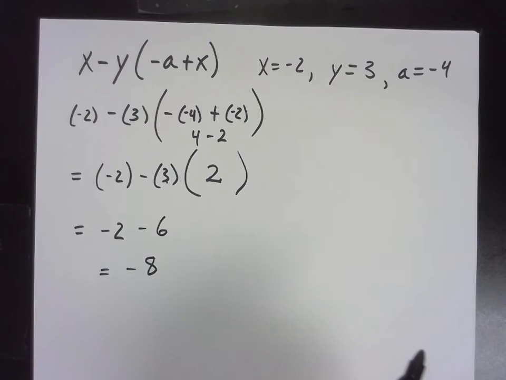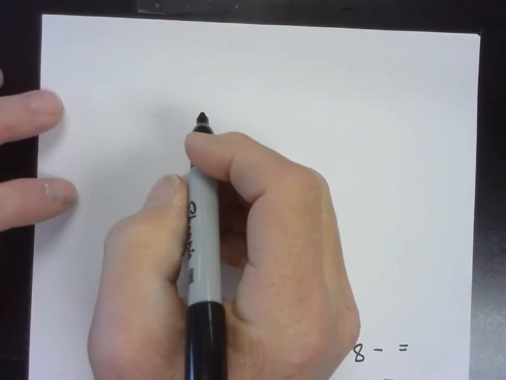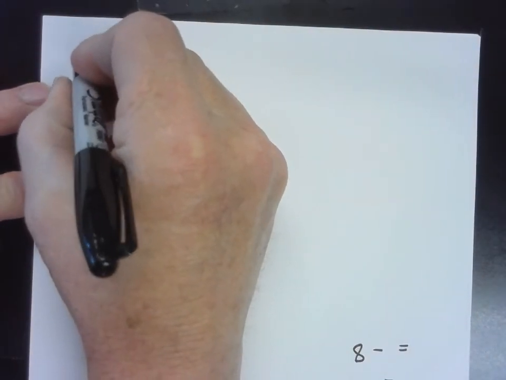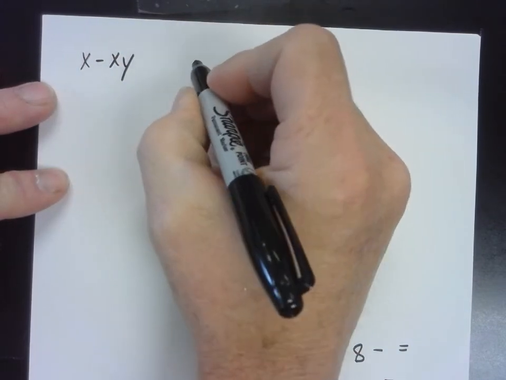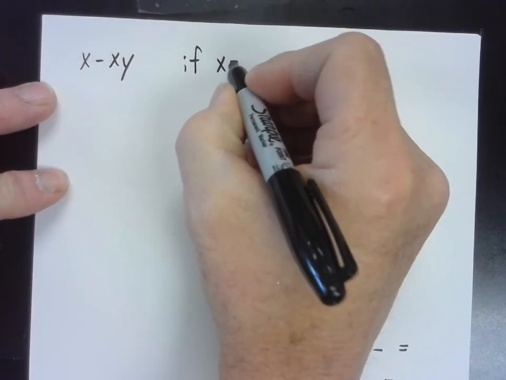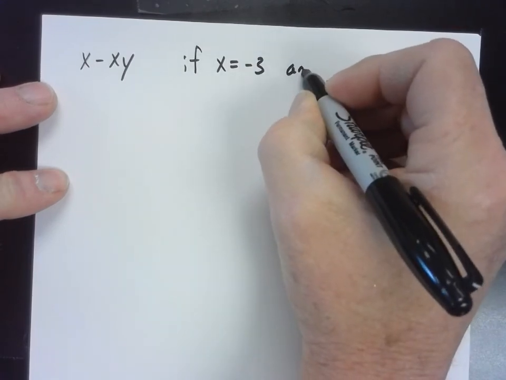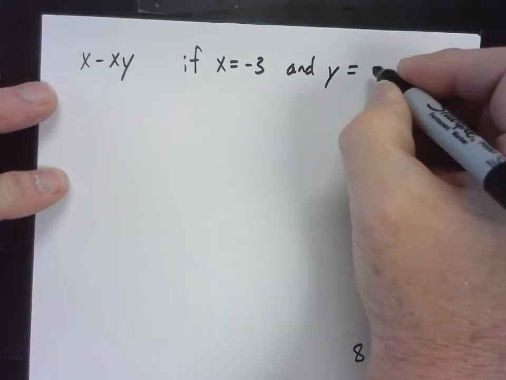Who got that right? Oh, doesn't that feel good? Who knows what they did wrong? Okay, don't do that again. Let's try not to make that same mistake twice. Here, I'll give you an easy one. This will just take you a second. Evaluate this algebraic expression, if x is a negative 3 and y is a negative 5.